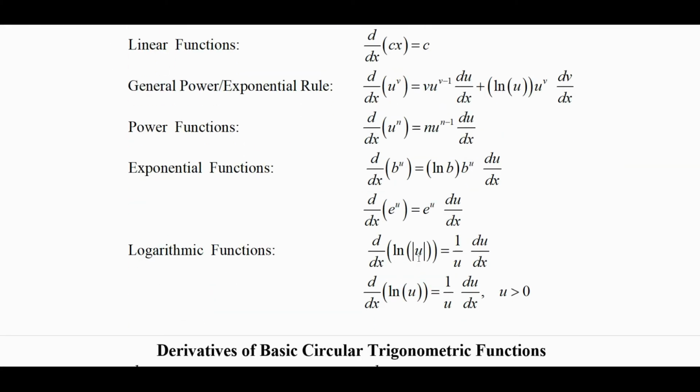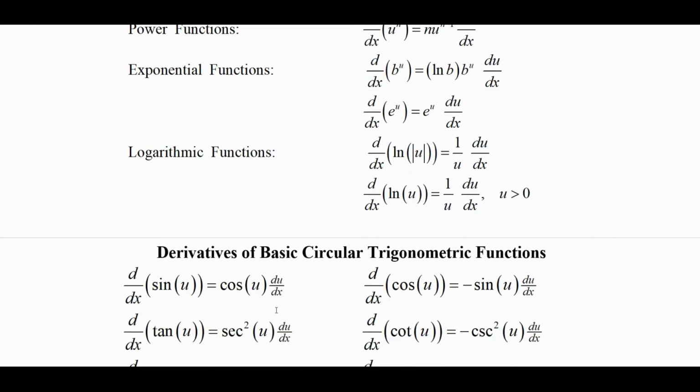The derivative of logarithm of absolute value of x is 1 over u times du over dx. If you don't have the absolute value, the derivative of log of u is 1 over u times du over dx, but you have to restrict it for u being positive, because 1 over u would be defined for positive and negative u, whereas log of u is only defined for positive u's.